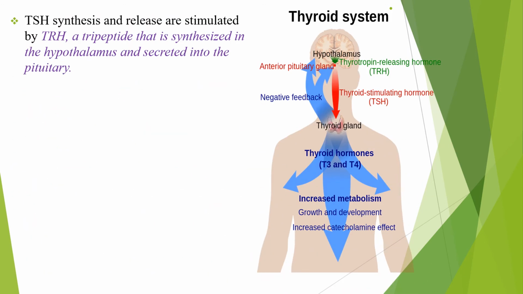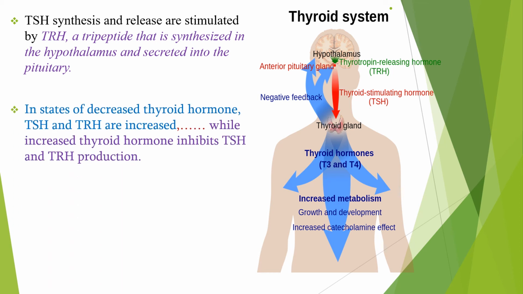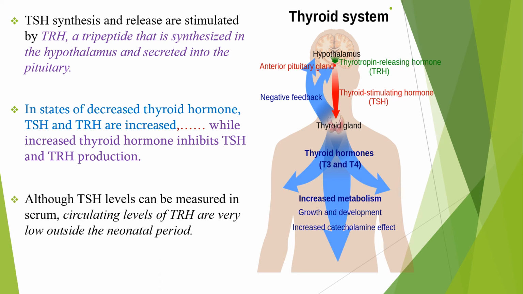TSH synthesis and release are stimulated by thyrotropin releasing hormone, a tripeptide that is synthesized in the hypothalamus and secreted into the pituitary. In states of decreased thyroid hormone, TSH and TRH are increased, while increased thyroid hormone inhibits TSH and TRH production. Although thyroid stimulating hormone levels can be measured in serum, circulating levels of thyrotropin releasing hormone are very low outside the neonatal period.